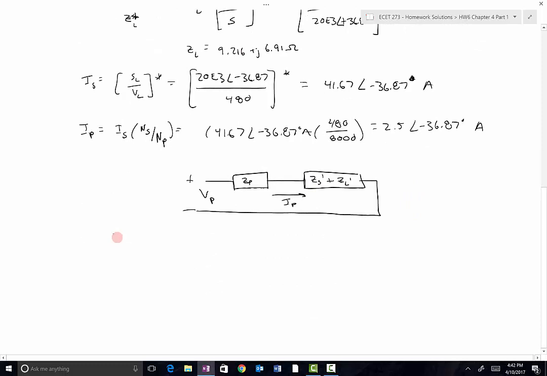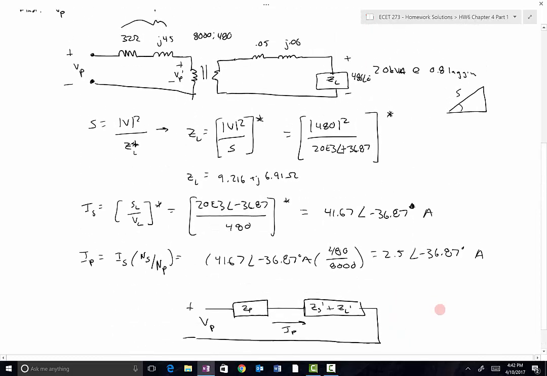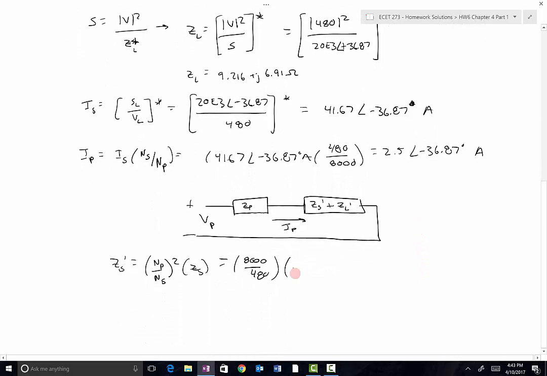So ZS prime is going to be NP over NS quantity squared times the transformer's secondary impedance. So that's equal to 8,000 over 480 squared times, go up to our circuit model there, 0.05 plus J 0.06. So that's going to give me a ZS prime of 13.89 plus J 16.67 ohms.